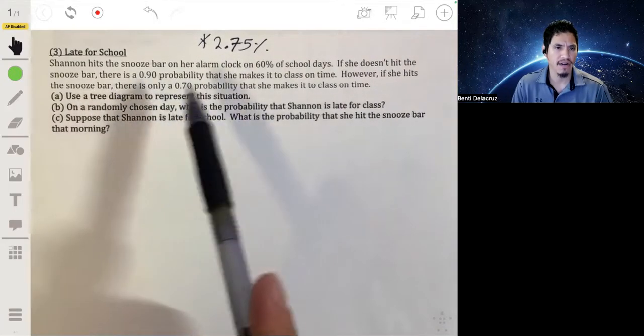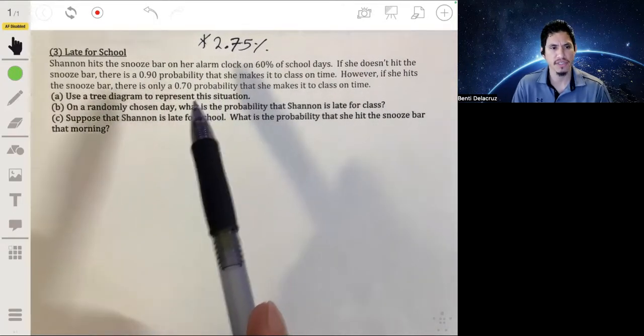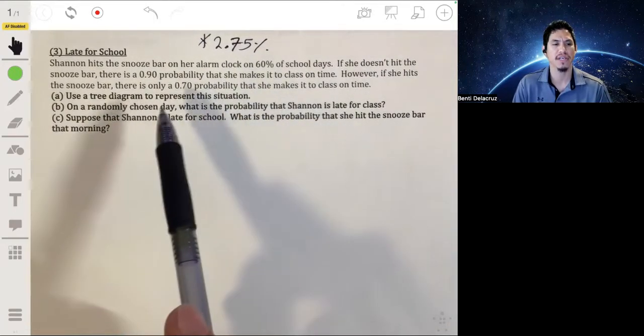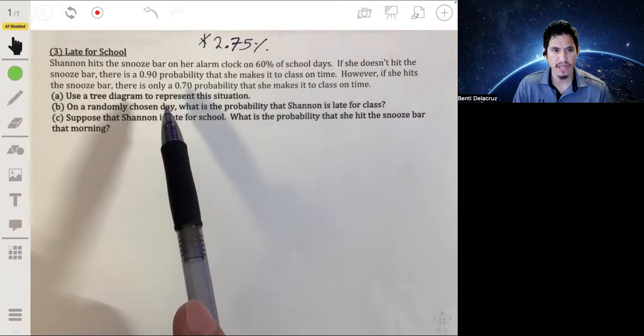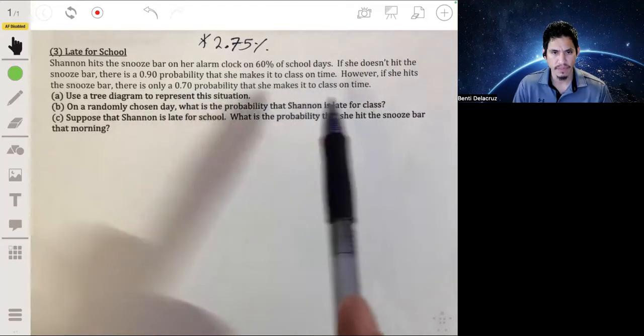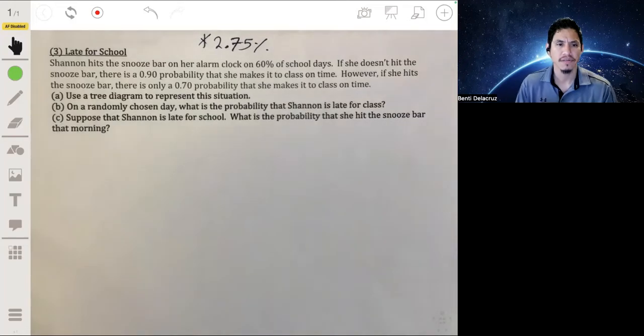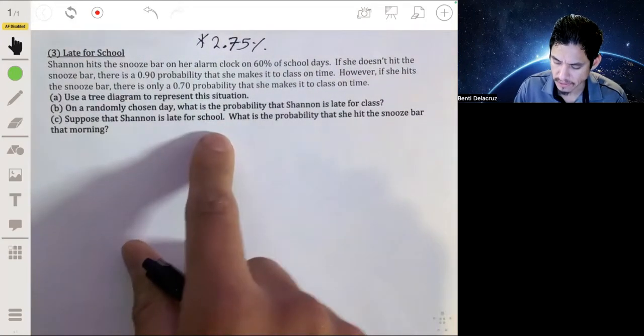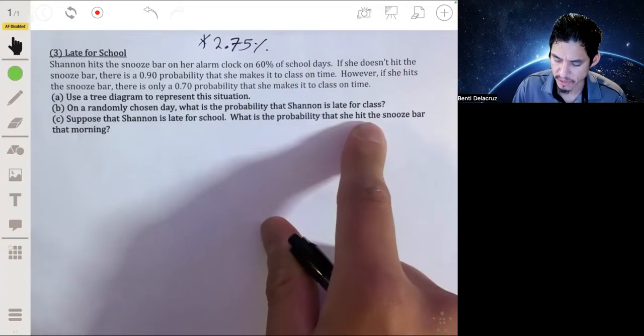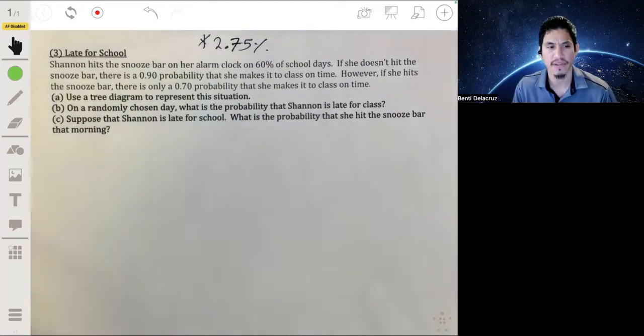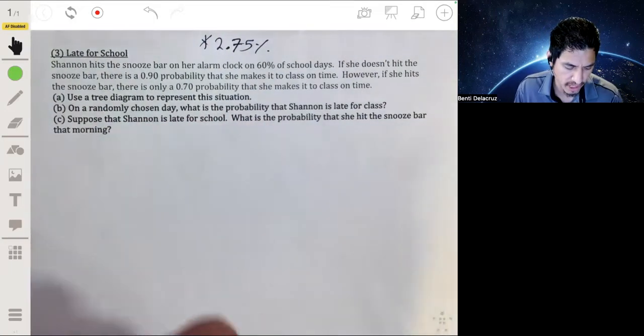So we're going to make a tree diagram to represent this situation, and then we're going to figure out the probability on a randomly chosen day that Shannon will be late to class. And then we're going to answer part C: what's the probability she hits the snooze bar, given that she is late for school? Anyway, so part A, let's focus on this tree diagram.